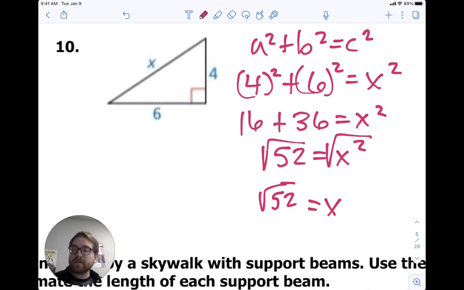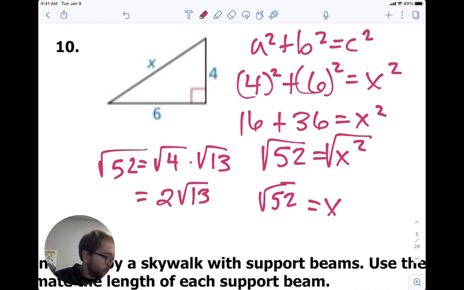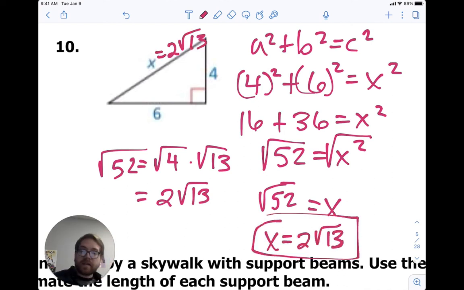But what we can also do, remember what we reviewed at the beginning of this unit, is simplify that radical. And so if you recognize that the square root of 52 is equal to the square root of 4 times the square root of 13, because 4 times 13 is 52. Square root of 4 is 2, square root of 13 is a decimal, and so we would say x is equal to 2 square root of 13. And so that is the length of that hypotenuse, 2 times the square root of 13.